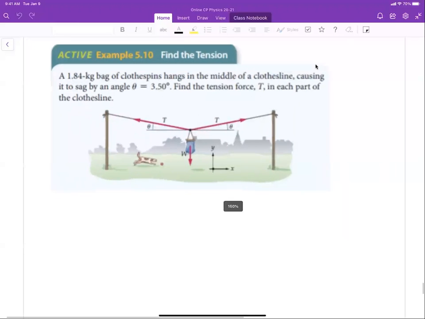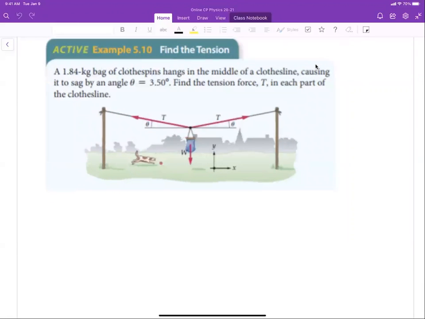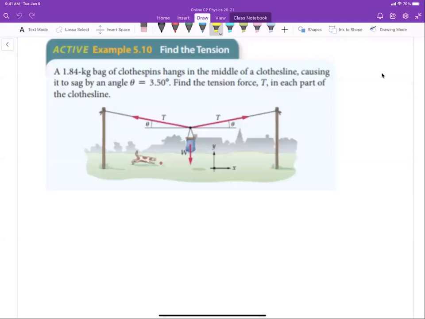All right, today we're going to work two additional tension problems and then work an assignment. So here they are. We have a picture of a bag that is hanging from the middle of a clothesline. Both the angles, which is kind of an easier problem, are the same, 3.5 degrees. Find the tension force. So the first thing we do whenever we have a problem that involves forces is we draw a free body diagram.